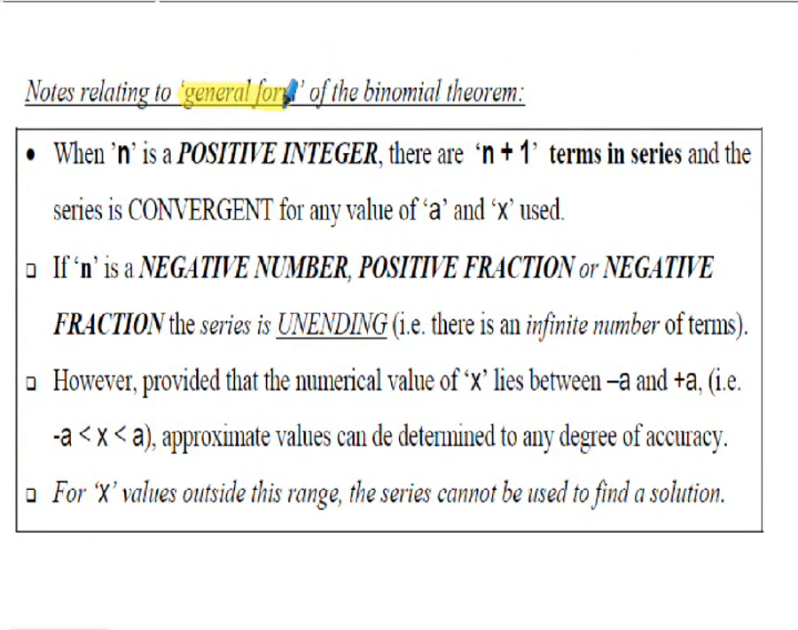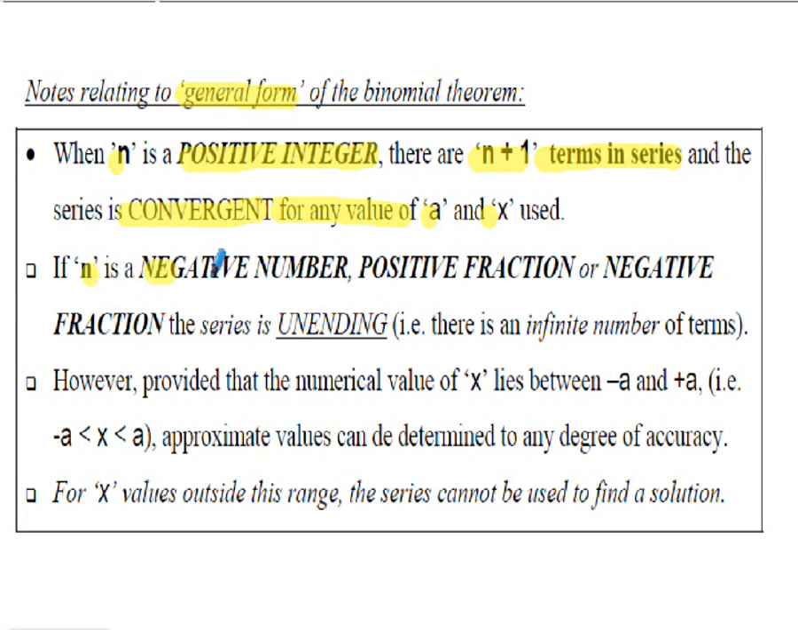Just some general notes relating to the general form of the binomial expansion, the a plus x to the power n. When n is a positive integer, there are n plus 1 terms in the series. So if the power of n is 5, there will be 6 terms in the series. Power of n is 10, there will be 11 terms in the series. And the series is convergent for any value of a and x, as long as you have a positive integer value.